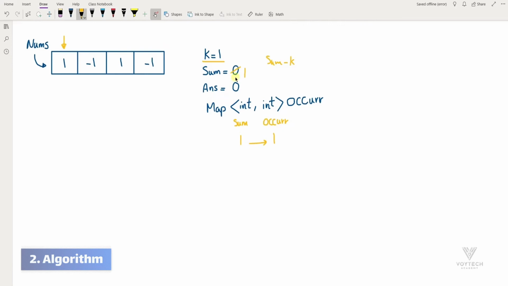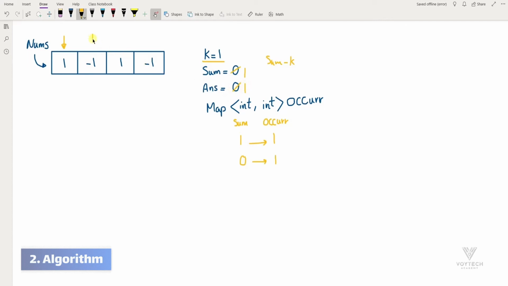So for example here, sum minus k equals 0. And I forgot to write it at the beginning. At the beginning, we consider that we have one occurrence of 0, because at the beginning sum is 0 and actually we have one occurrence of that. So now that we calculate this and the answer is 0, we have one occurrence of 0 in our map. So we update the answer and add 1 to answer. So 0 plus 1 is 1.